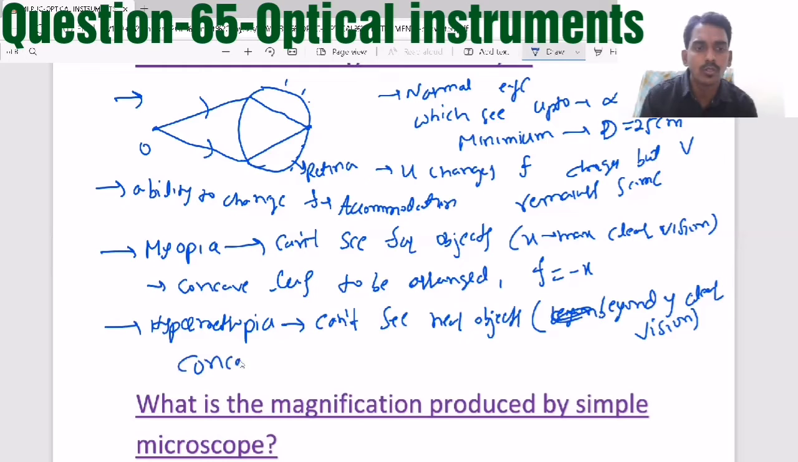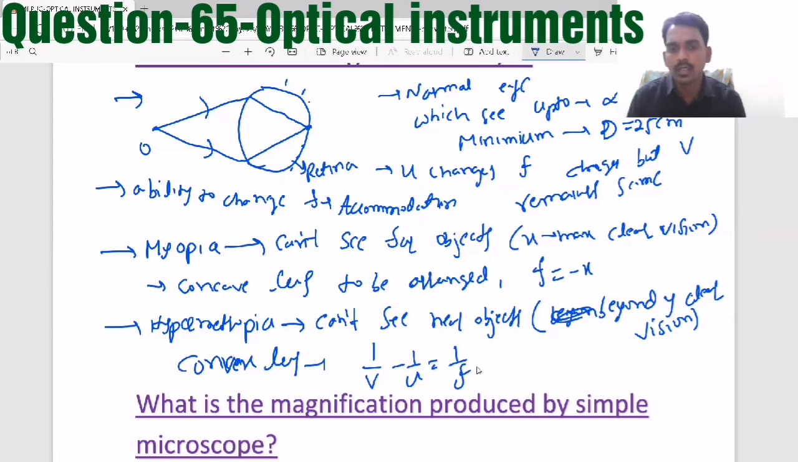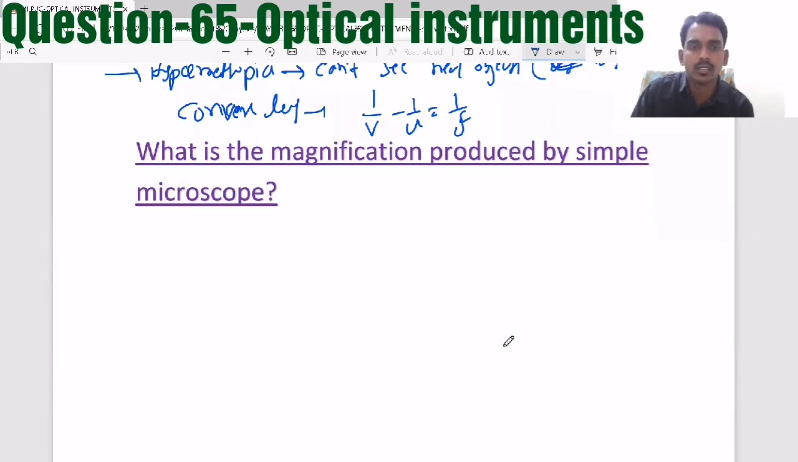Then you have to use a convex lens to correct this. And to find the focal length, you have to take the general principle. Here, if they did not mention the object distance, that means it is not able to see even the least distinct distance. So you have to take it as 25 centimeter if they don't mention. Accordingly, you can calculate it.